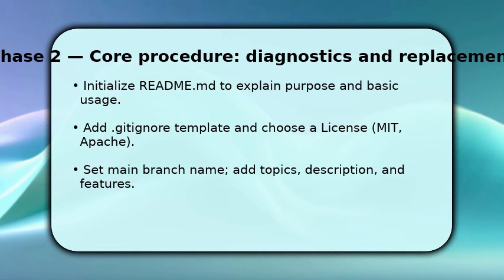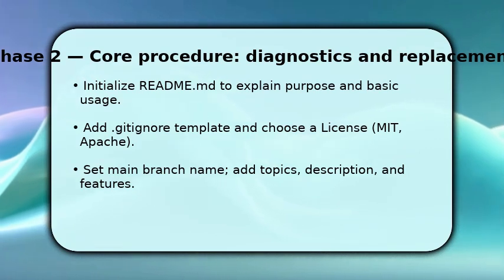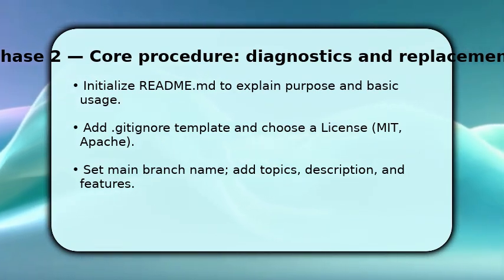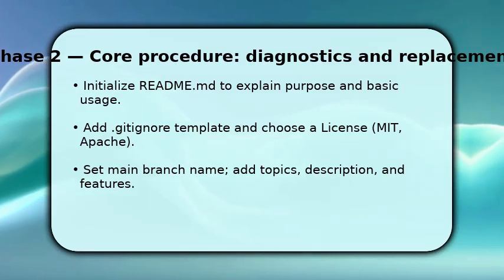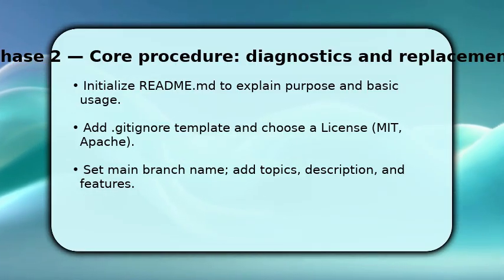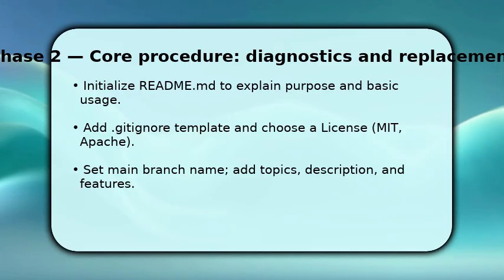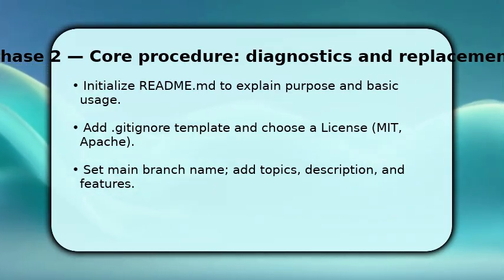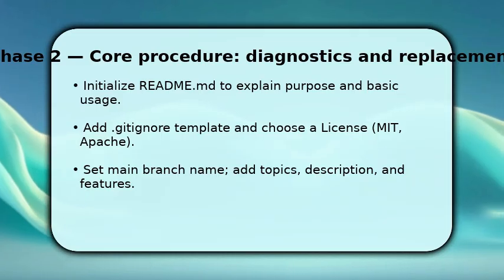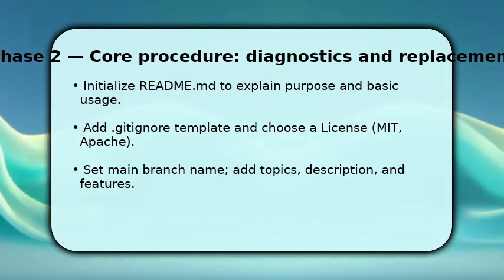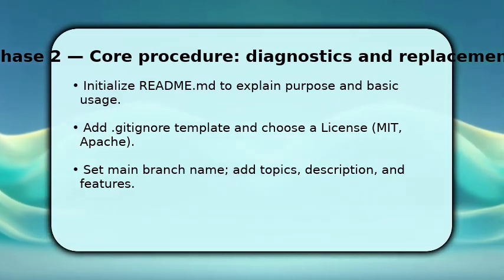Now configure the repository contents and options. Initialize a README.md so visitors immediately see the project intent and basic usage. This helps onboarding. Next, add a .gitignore matching your language or environment and pick a license such as MIT or Apache to define reuse terms. Also set the default branch name, main or trunk, and add a brief description plus topics for discoverability. These choices matter. They shape collaboration, automation, and legal clarity from day one.